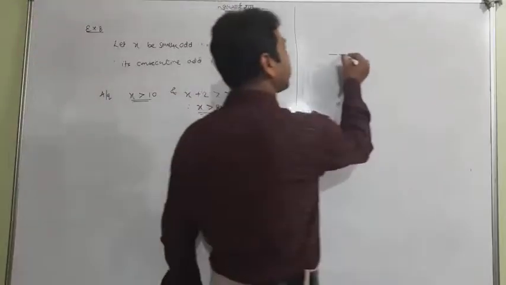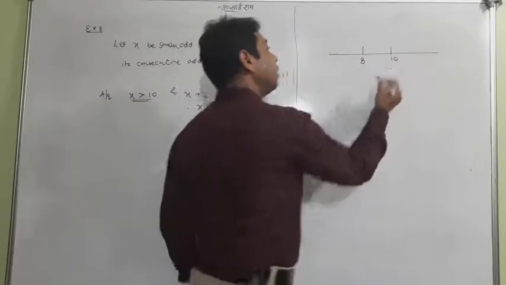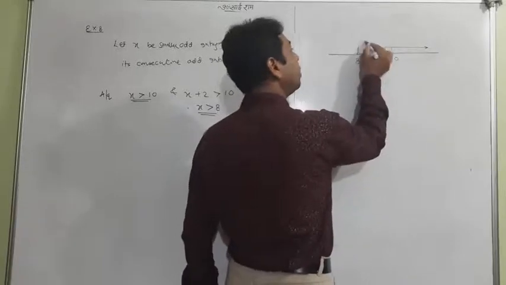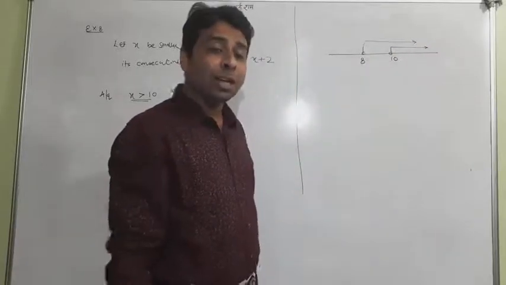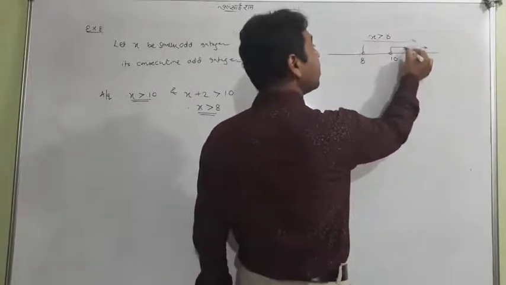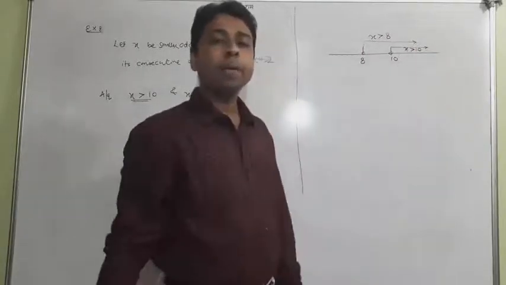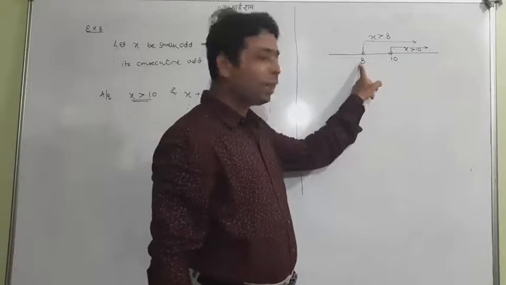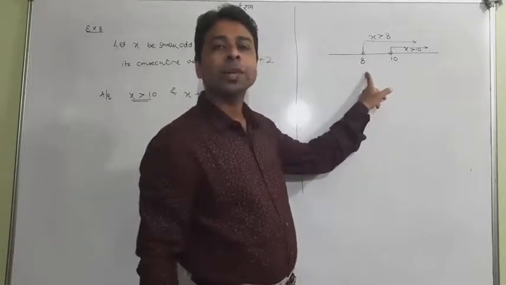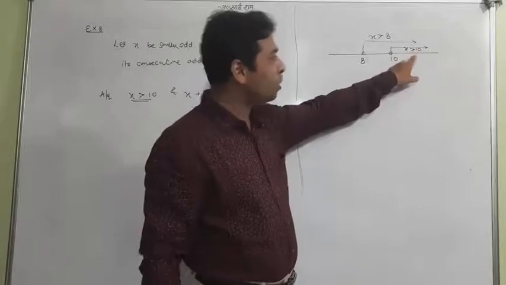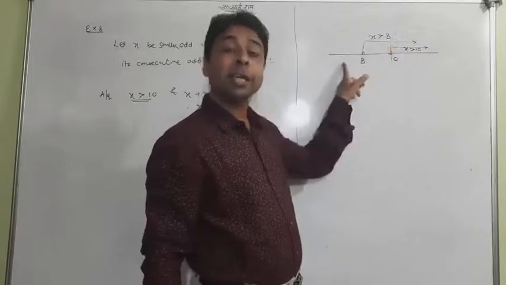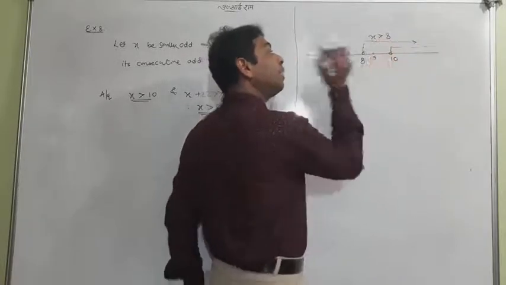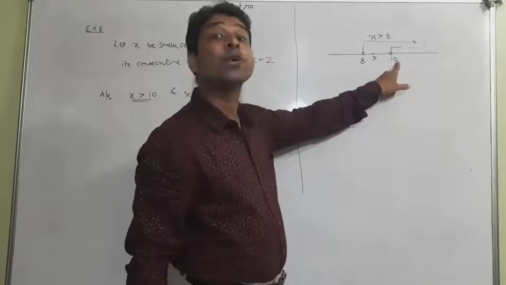Look here. This is 8 and this is 10. This means x greater than 10, and this means x greater than 8. I simply say that you choose x greater than 10, because numbers greater than 10 will automatically be greater than 8. You can't choose x greater than 8, because if you take x as 9, it will not satisfy x greater than 10.